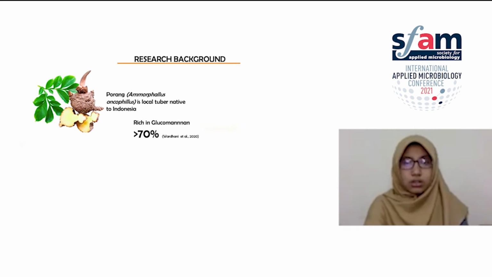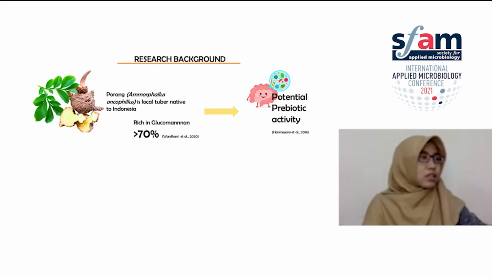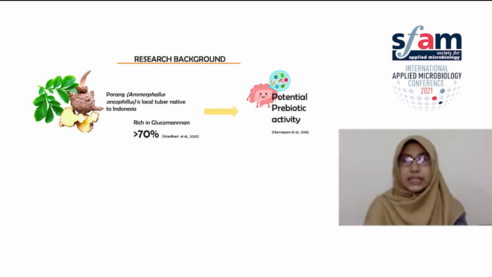Glucomannan is also known to have potential as a prebiotic because glucomannan has beta-1,4 glycosidic bonds which cannot be digested by human digestive enzymes. As a consequence, glucomannan porang will be fermented by microbiota in the intestine. Because of its ability to be used as a fermentation material for microbes, glucomannan is said to have prebiotic activity, which is good for health.